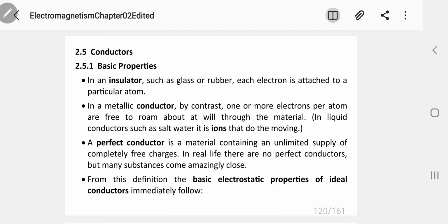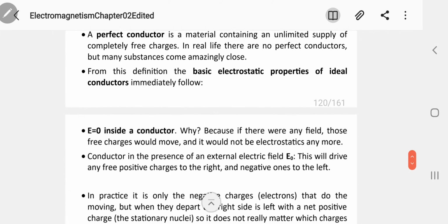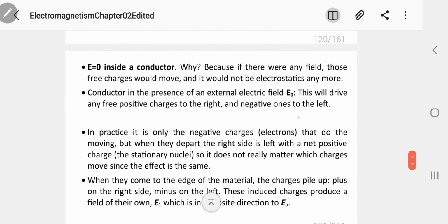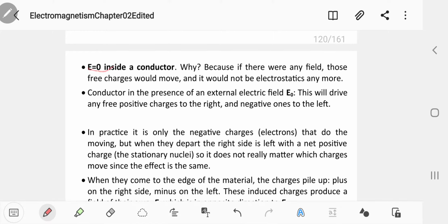A perfect conductor is a material containing an unlimited supply of completely free charges. But in real life, there are no perfect conductors. But many substances like gold, copper, silver, those metals are almost perfect conductors. There is a definition of a conductor. The electric field inside a conductor is always zero. It's zero inside a conductor.